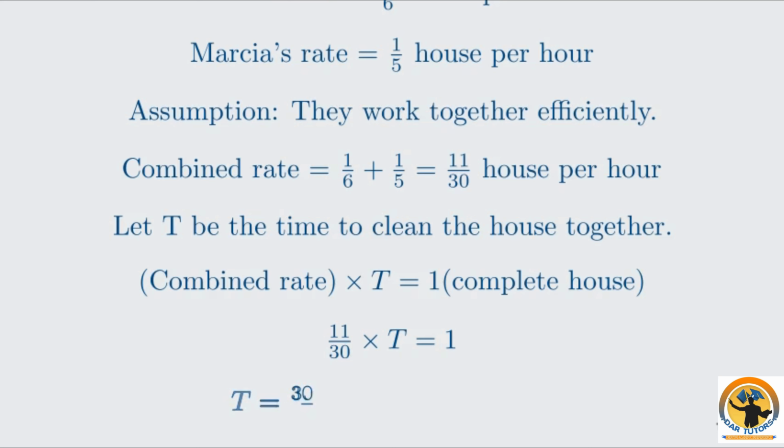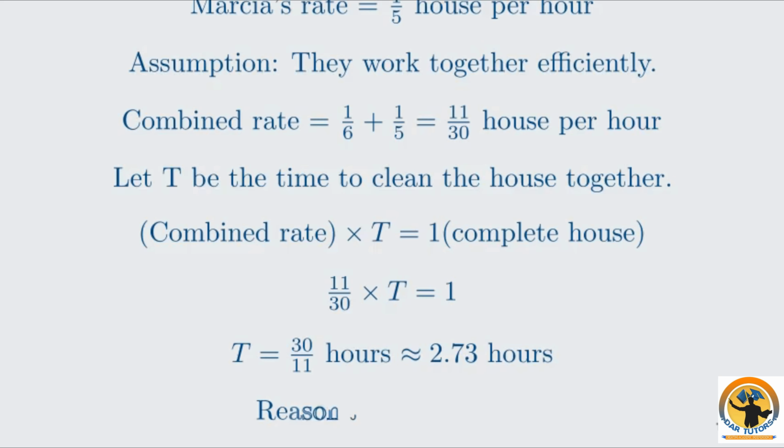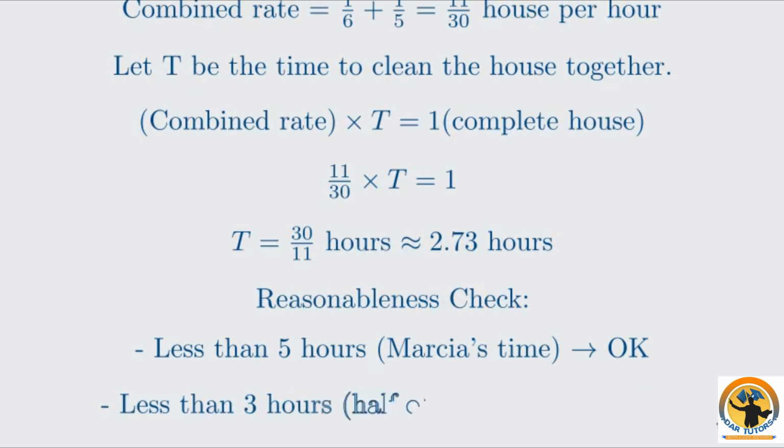Solving for T, we get T equals 30 over 11, which is approximately 2.73 hours, or 2 hours and 44 minutes. This is a reasonable answer. The time it takes them together is less than either of them alone, and also less than half of the longer time, which makes sense if they are working at different speeds.